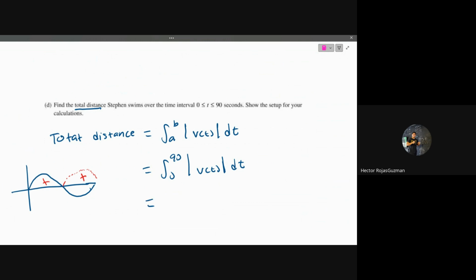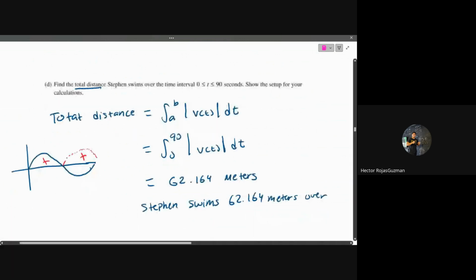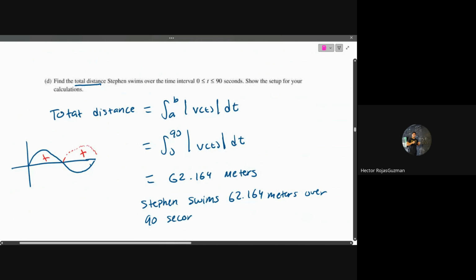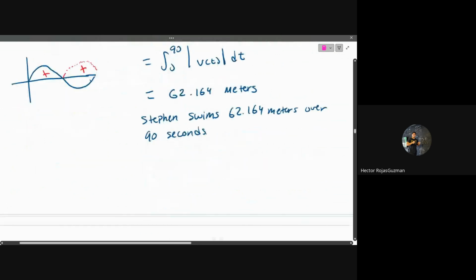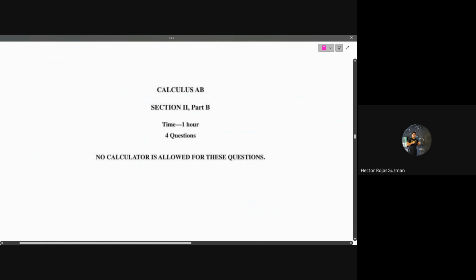So plug it into your calculator, and this should give you 62.164 meters. Swam, I guess, right? If that's a word. Let's just write it out. Steven swims 62.164 meters over 90 seconds. Okay.